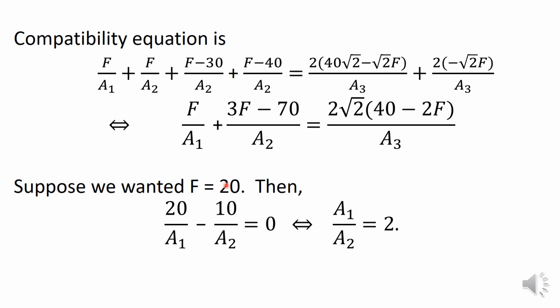Notice here that the A3 disappears from this equation. So it doesn't matter what A3 is. You can verify that it doesn't matter what A3 is. As long as you put A1 equal to twice A2 and you solve this, you will get F equal to 20.